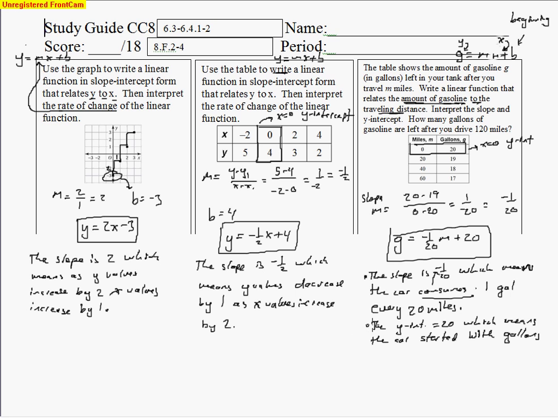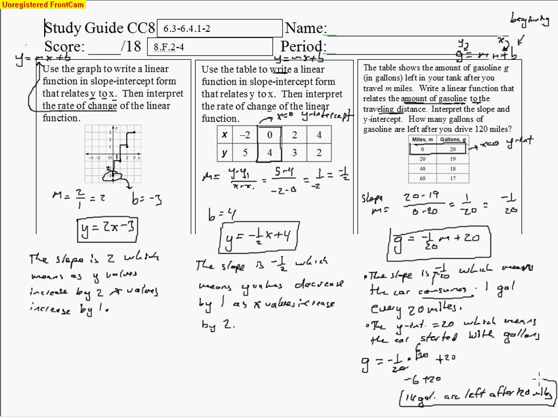And then the last part asks us how many gallons are left after driving 120 miles. So g equals negative 1 over 20 times 120 plus 20. And so if I go ahead and do this work, 20 goes into 120 6 times. So negative 6 plus 20 makes 14. So 14 gallons are left after 120 miles.